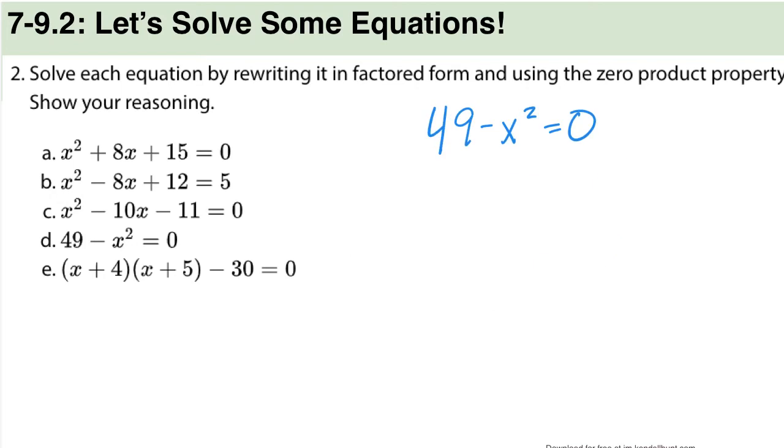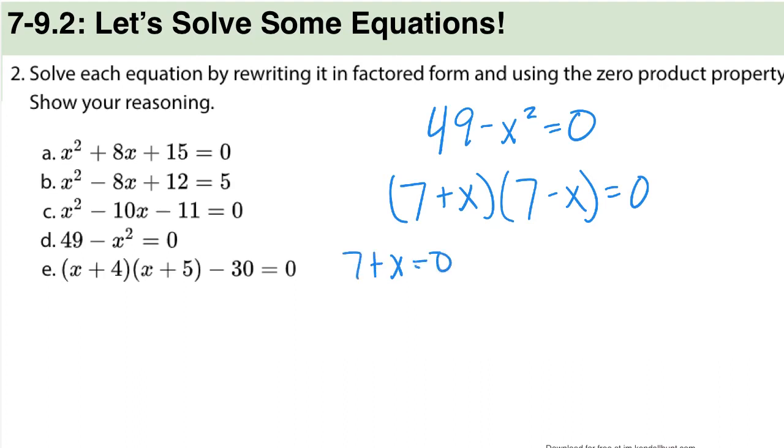D looks a little bit different because your x squared term comes second, but we have seen some like this before. If I set this up to factor, I would have 7 and 7, and then I'm going to have a plus x and a minus x. And I'm going to think about this in a slightly different way. I'm going to write down 7 plus x equals 0, and so I'm going to know that x needs to equal -7 for that part.